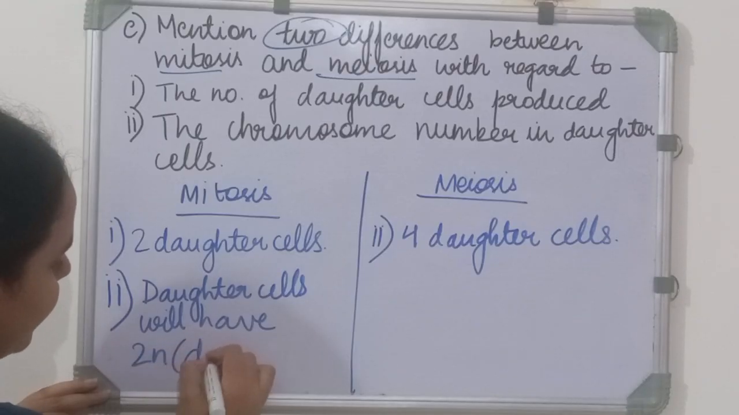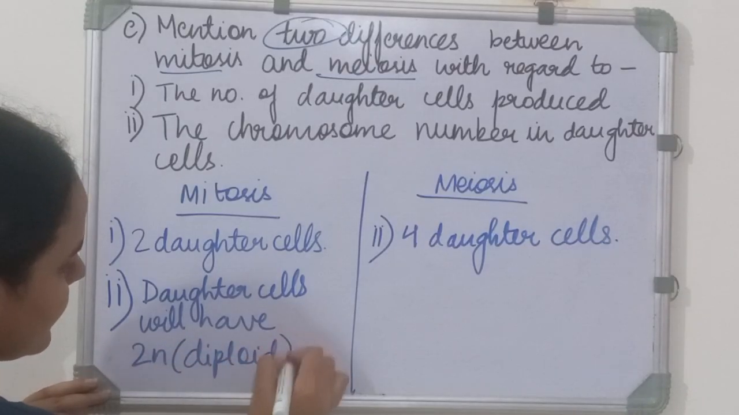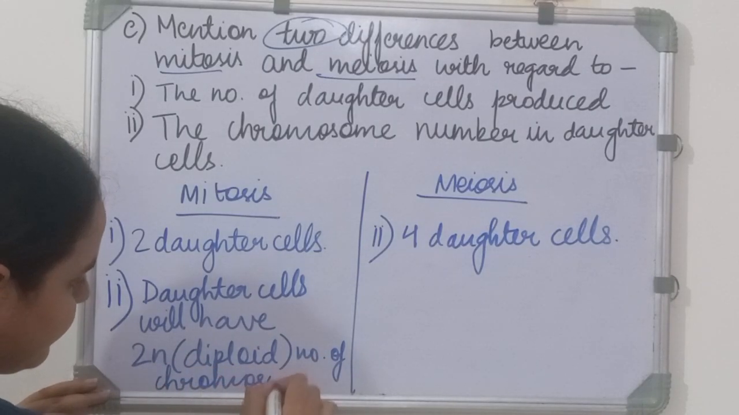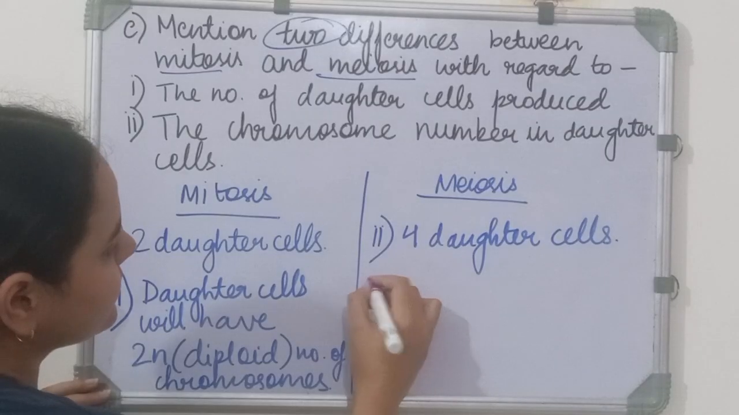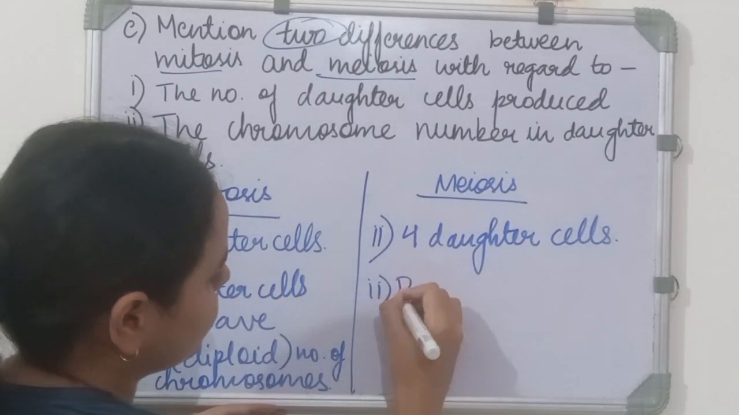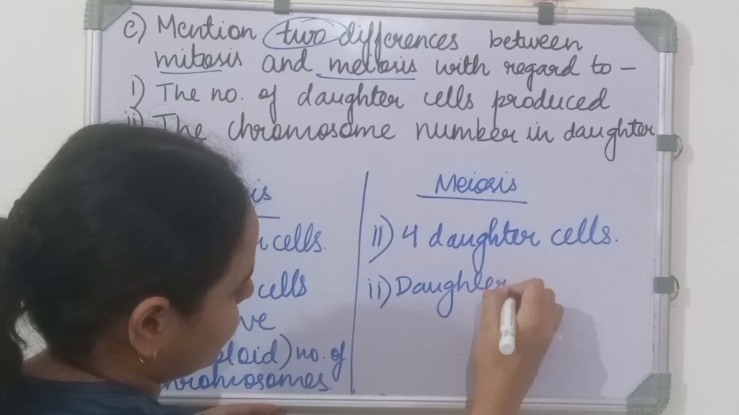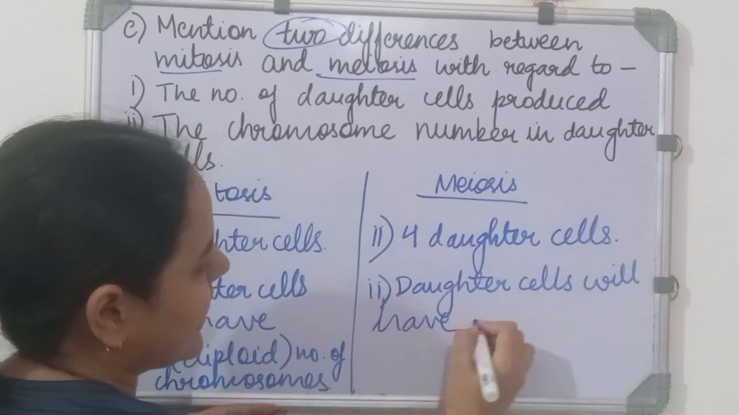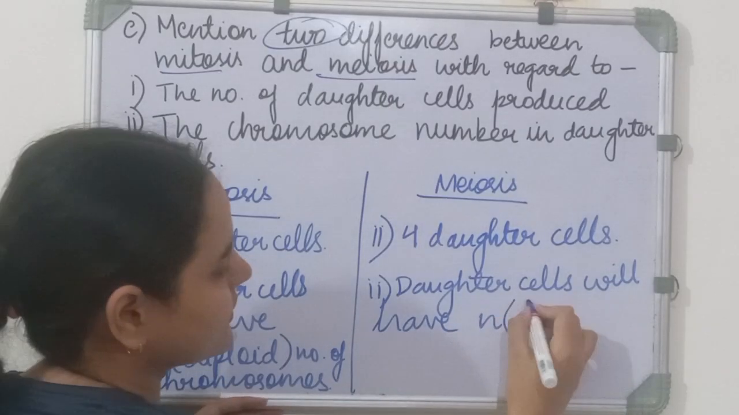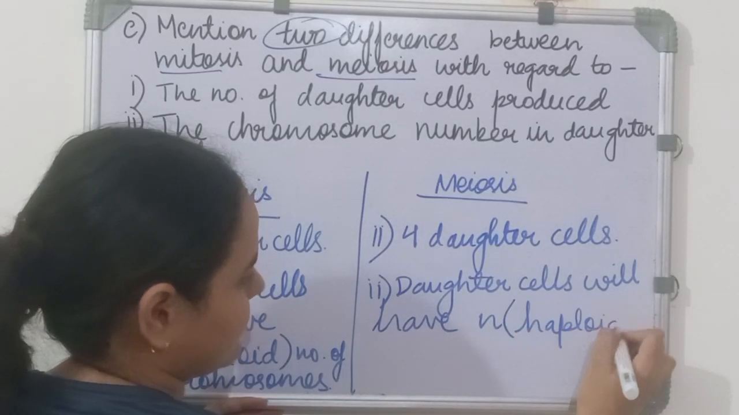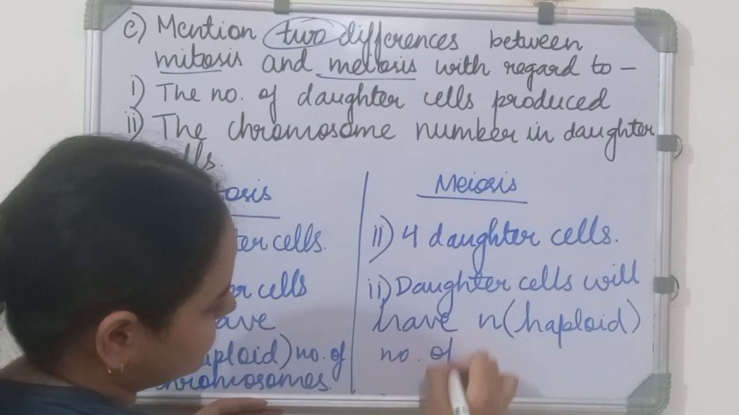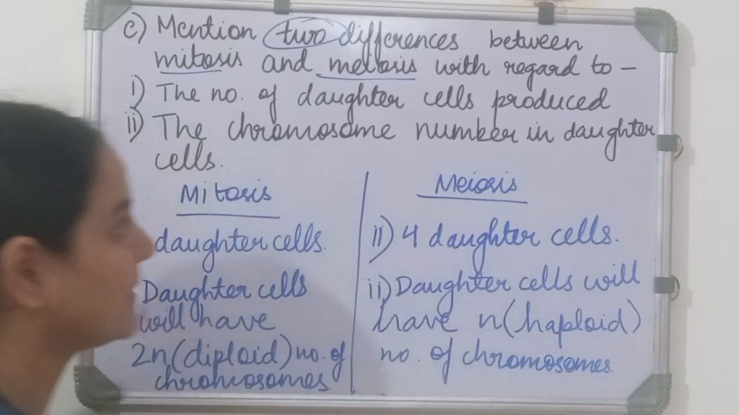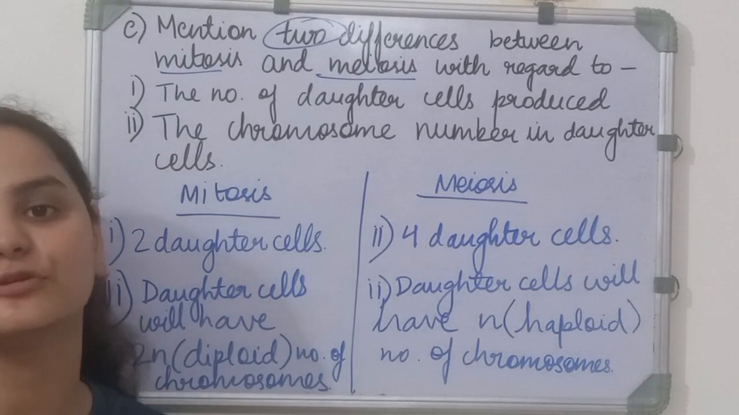Here daughter cells will have 2n, diploid, number of chromosomes. Okay, and here daughter cells will have n number, n means haploid, number of chromosomes. Okay, we have covered all the parts of this question. So now let's move to the next question.